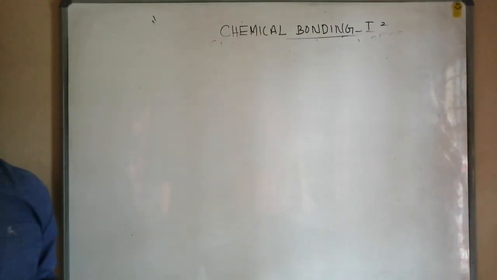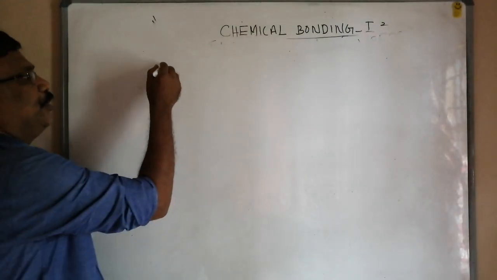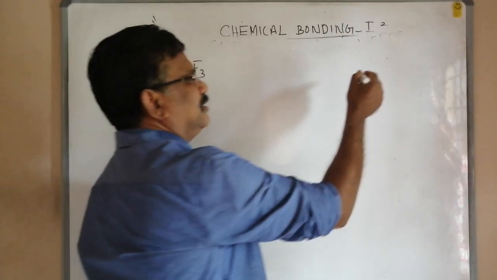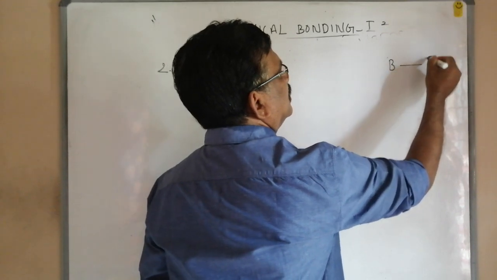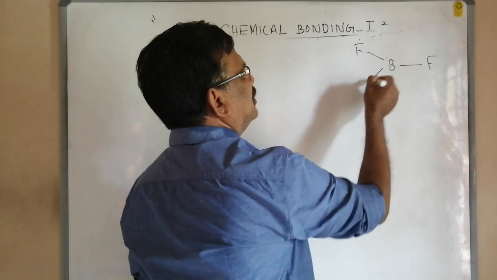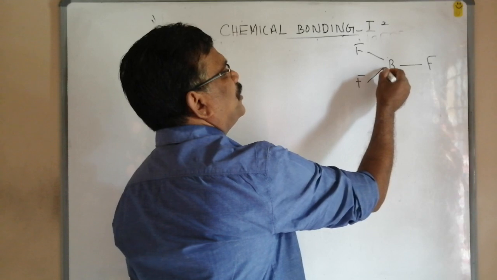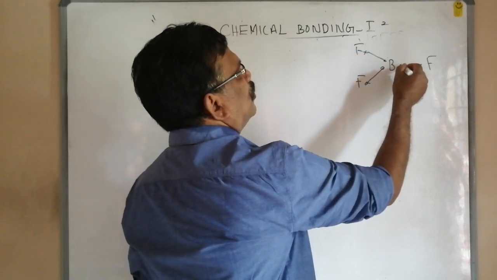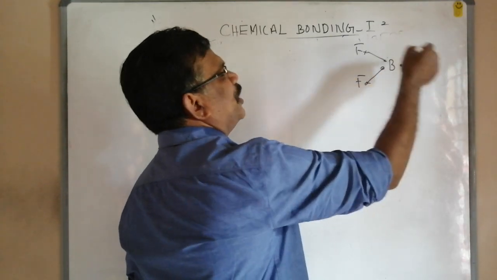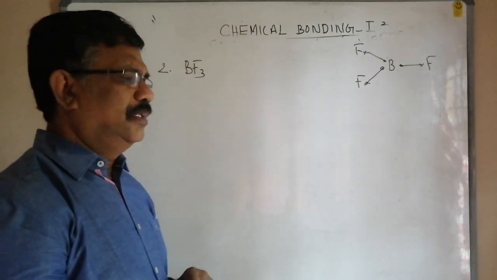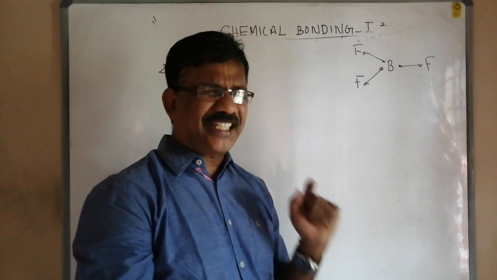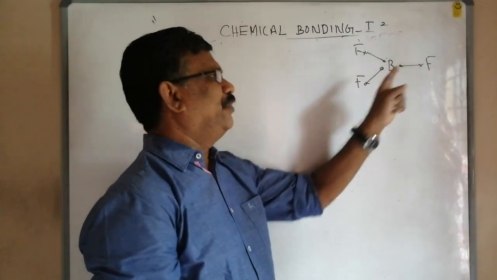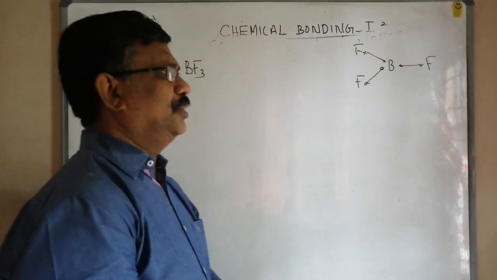Boron trifluoride, second molecule. This is the structure. I draw the structure like this: 3 covalent bonds. How are these 3 covalent bonds formed? These bonds are identical, of equal strength and equal length. The central atom is boron, and we are discussing these 3 covalent bonds.